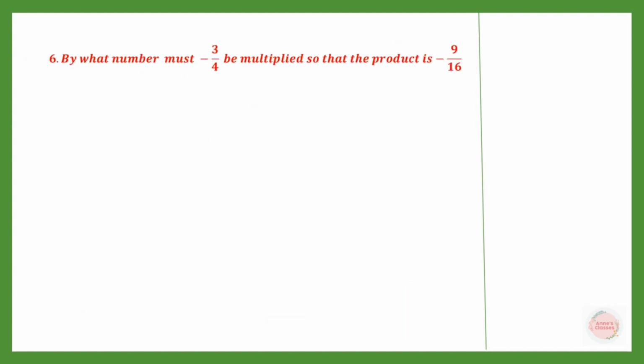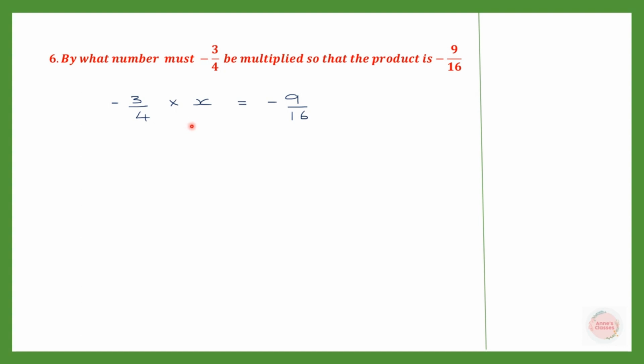Question 6. By what number must minus 3 by 4 be multiplied so that the product is minus 9 by 16? That means one number is given to us, minus 3 by 4. By what number should this be multiplied? So let's consider that number to be x. So by what number should it be multiplied to get minus 9 by 16? The product is given to us. One number is given to us. We have to find the other number.